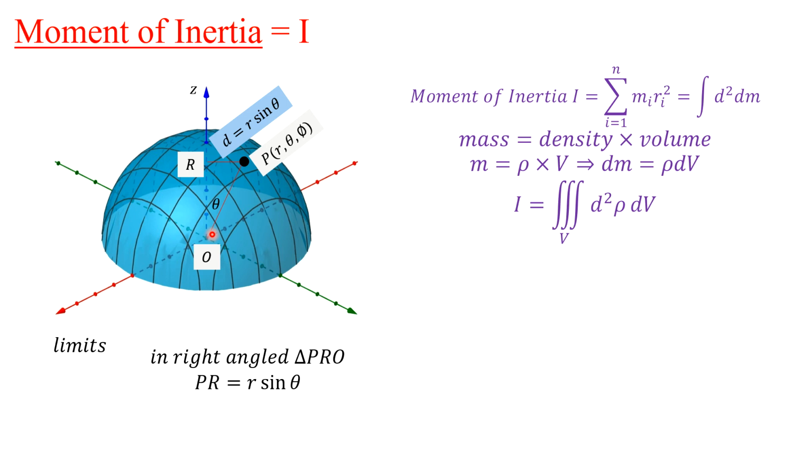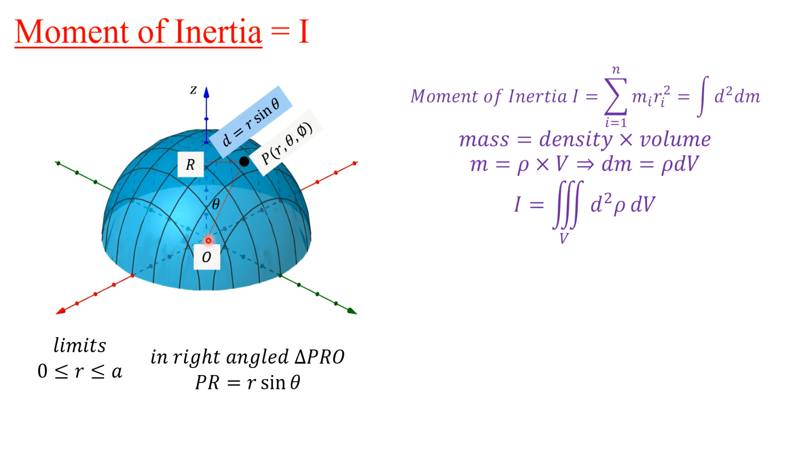Now we have d, and we have to find the limits of r, theta and phi. First, the limits of r will be from 0 to a. It is 0 when the particle lies at the center, and at most it will be a when the particle lies on the surface of the sphere. Therefore r will vary from 0 to a. These are the limits of r.